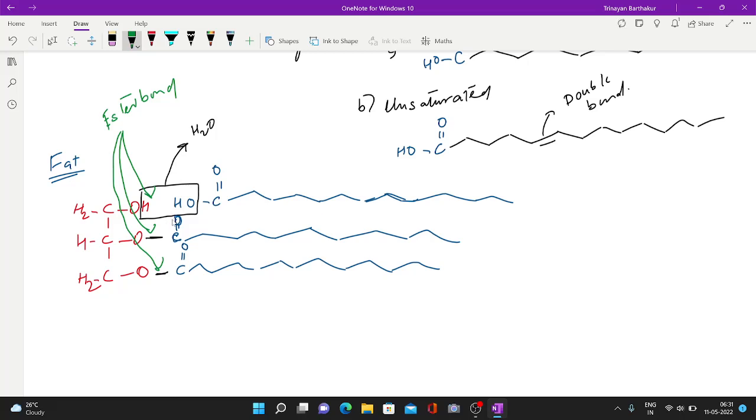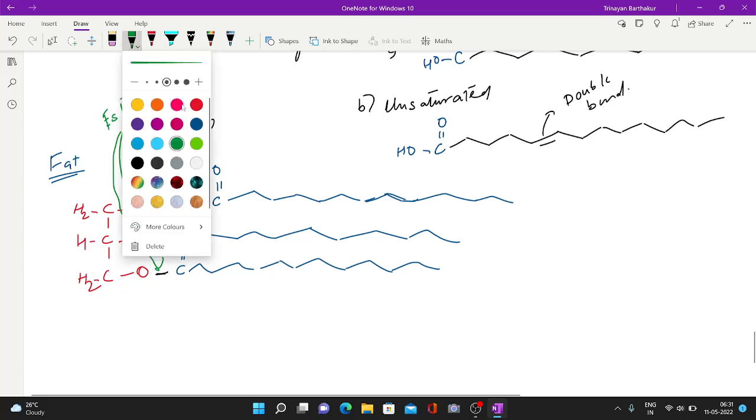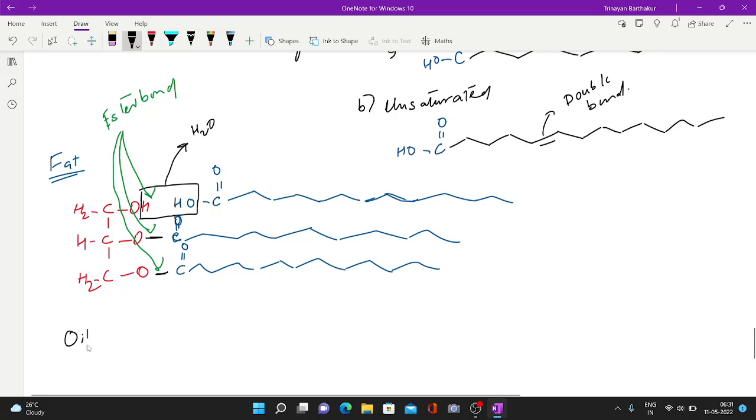Is this point clear? Okay, so this is fat. Now the basic difference between fats and oil is that, if I draw oil, this is also glycerol plus fatty acid. The only difference is that these fatty acids are primarily unsaturated.